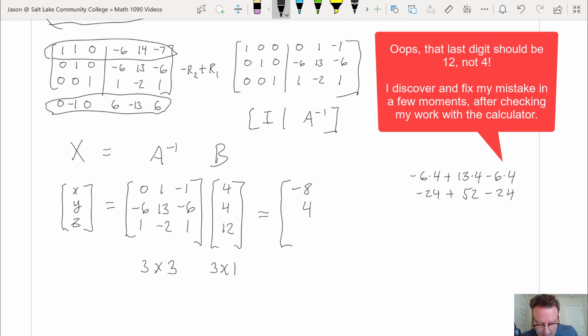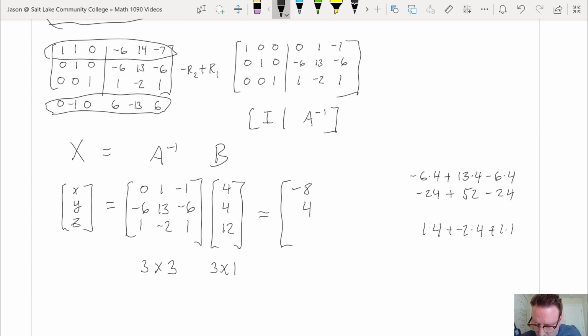Okay. Final dot product, we need to do 1 times 4 plus negative 2 times 4 plus 1 times 12. So we get 4 minus 8. That's minus 4. Minus 4 plus 12 is 8. Okay, and there we go. We get the solution negative 8, 4, 8. So x equals negative 8, y equals 4, and z equals 8.